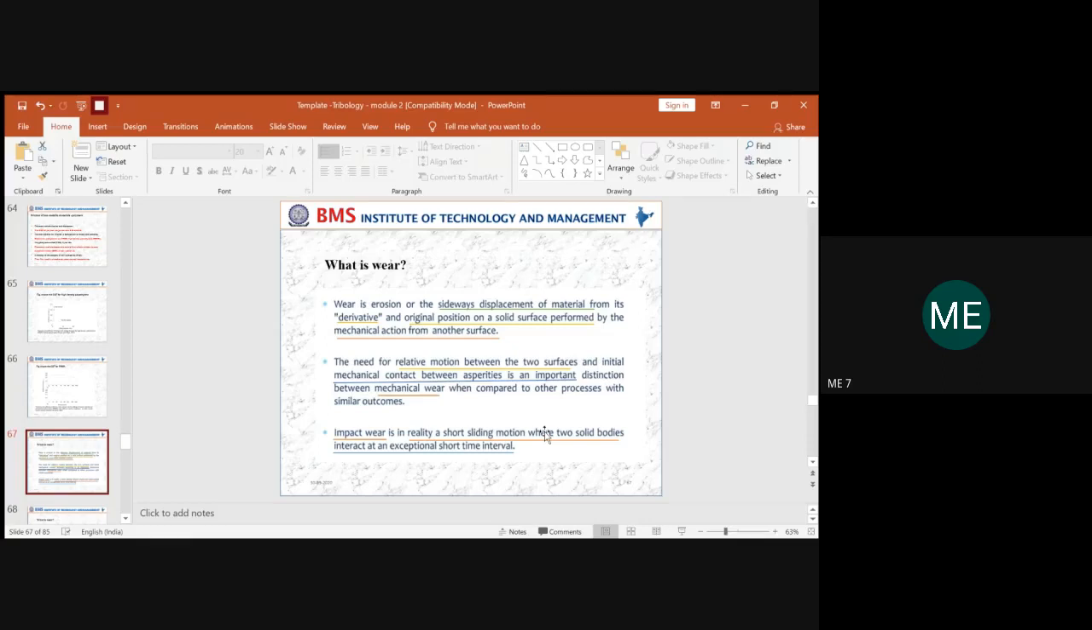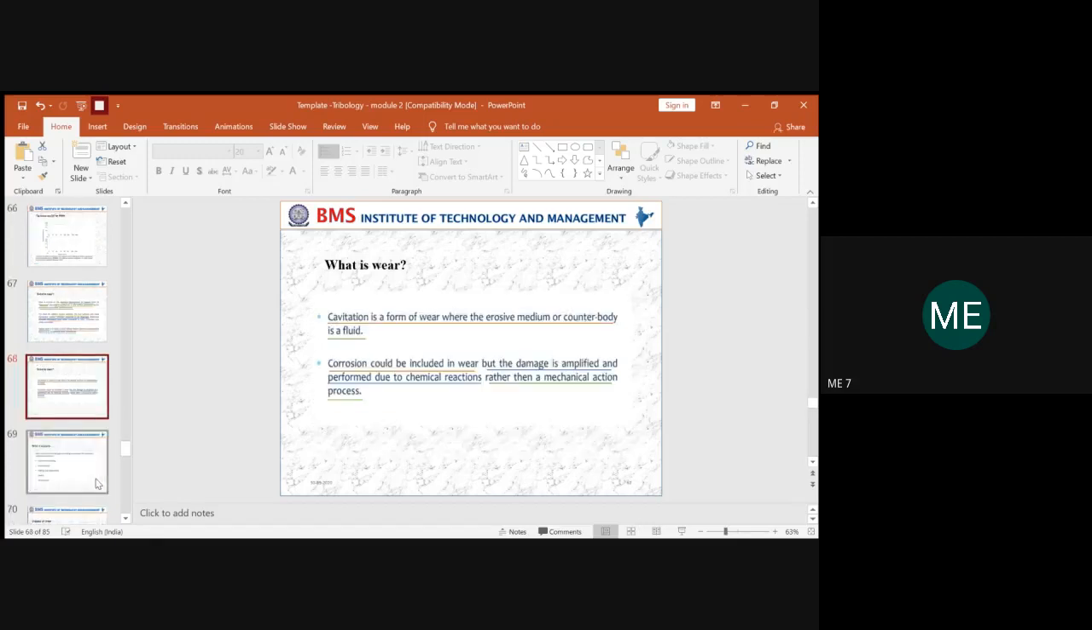If wear has to be reduced, you should select the mechanical component in such a way that it won't lead the asperities from one surface to grow across the other mating surface. And hence many things have to be considered to overcome the wear. So this is actual wear.